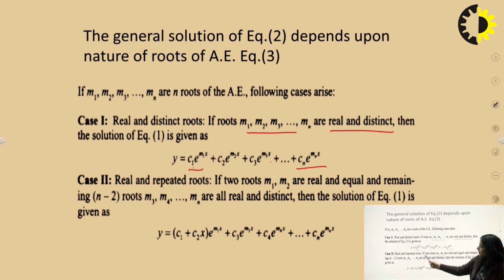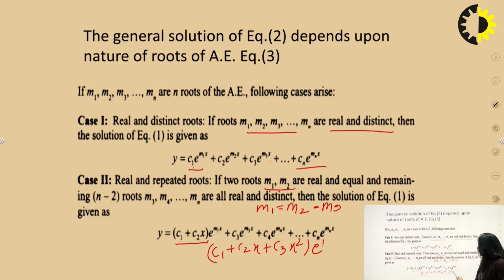Now for case 2, if two roots m1 and m2 are equal, the complementary function for equal roots is (c1 + c2 x) e^(m1 x). If three roots are equal, the terms will be (c1 + c2 x + c3 x²) e^(m1 x). And for the other roots, plus c3 e^(m3 x) plus c4 e^(m4 x) and plus cn e^(mn x).